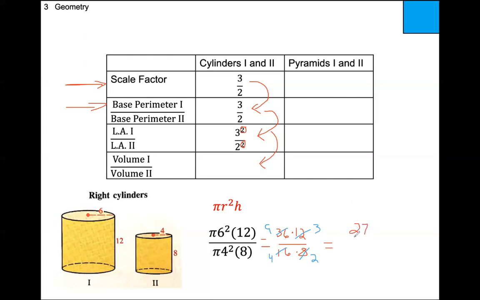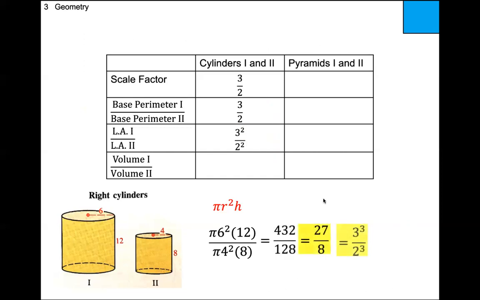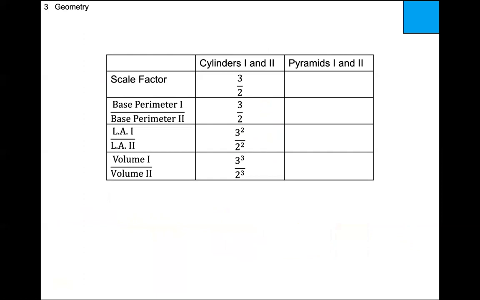27, not over 16, but over 8. And that can be written as 3 to the 3rd power. 3 times 3 is 9, times another 3 is 27. And 8 can be written as 2 to the 3rd. 2 times 2 is 4, times another 2 is 8. And we get what we thought we were going to get. I'll make this nice and pretty now. Nice and pretty, we get 3 to the 3rd, 2 cubed.